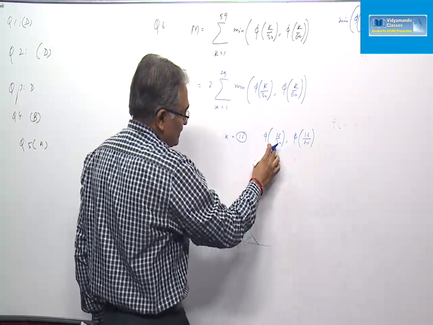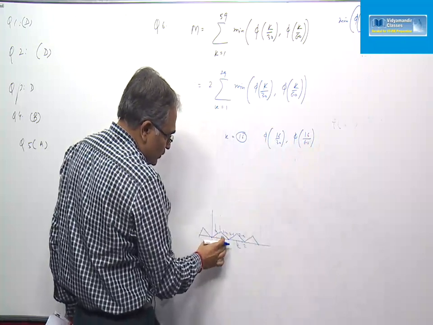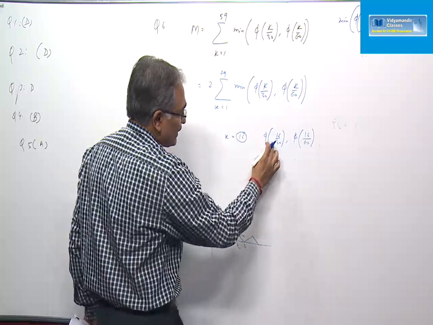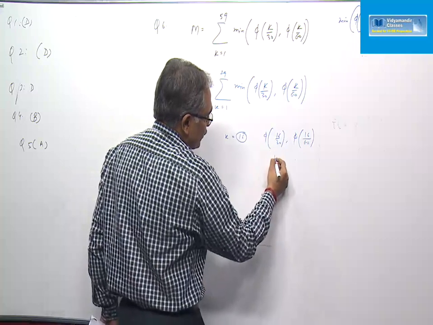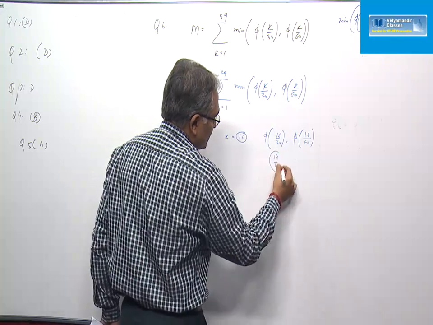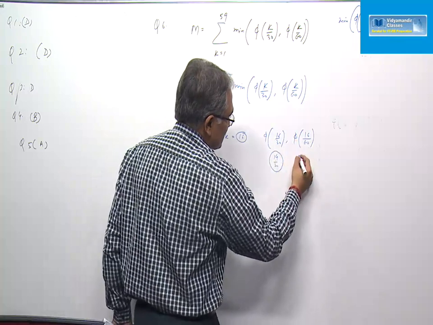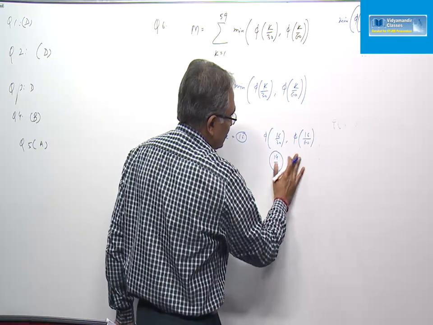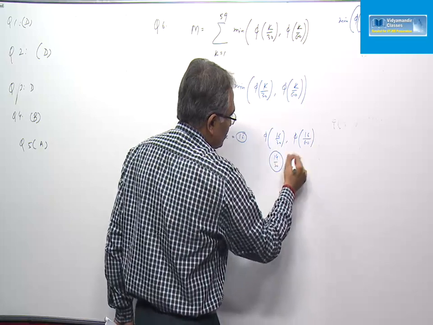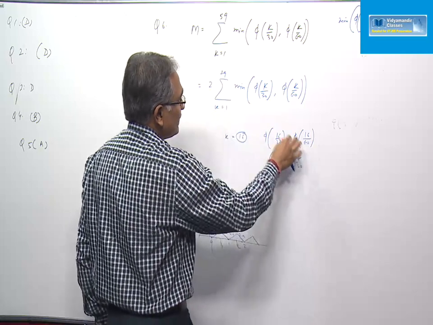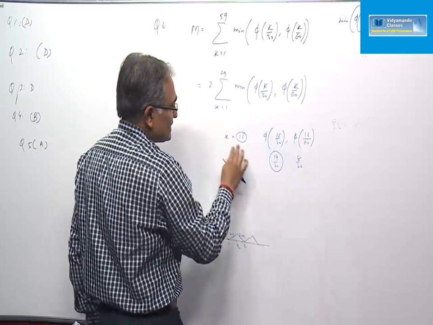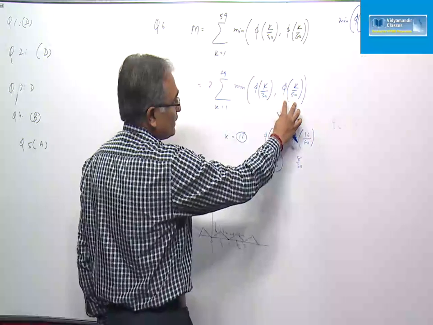Now, what is phi of 16 by 30? 16 by 30 is more than half. That is, phi of 16 by 30 must be 1 minus 16 by 30, that is 14 by 30. And this must be 16 by 60 only, that is 8 by 30. And of these two, again, the minimum will be this only, as in the first 15 terms. That is, at 16, again, the minimum will be this only.